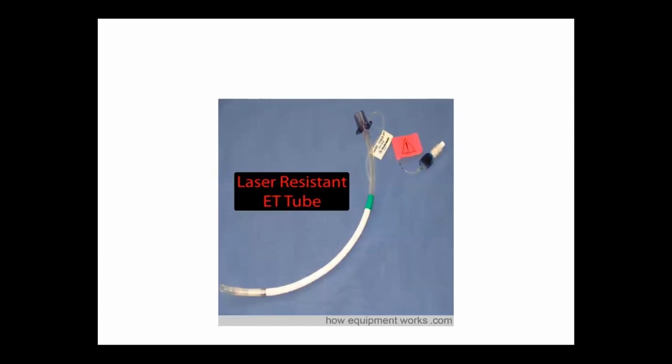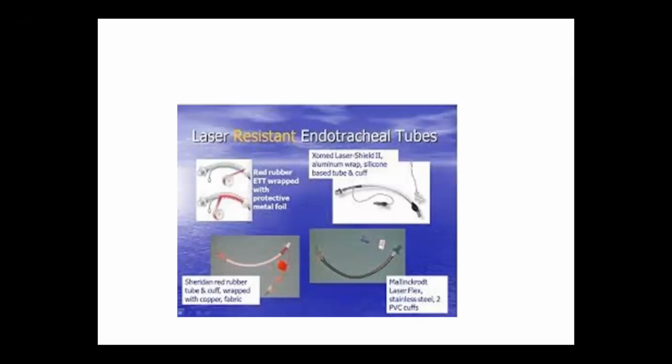Another tube that could be present is a laser-resistant ET tube. Then your viva will move toward why we need this laser-resistant ET tube, what is the risk of flammability, what are the surgeries where it should be used, and what other ET tubes are available like this. Either the standard tubes like red rubber or PVC are wrapped in aluminum or protective metal foil, or some silicone-based laser shield tubes are available. And what other preventive measures you can use to decrease flammability in laser surgeries. So these are the questions which can come with laser-resistant endotracheal tubes. Right.